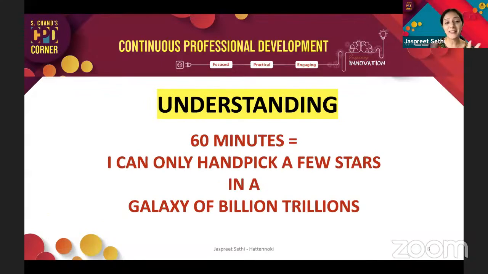I have to say one thing right out here, a mutual understanding with all of our participants: it's 60 minutes and I can only handpick a few stars in a galaxy of billion trillions. So I may not get to everything, but I will give you sources where you may get more books and more literature, and not everything needs to be purchased. Thanks to YouTube, thanks to Read Alouds, we have a lot of them. Again, we're standing on the shoulders of giants. We already have so many beautiful people who have contributed to this and have read these stories.